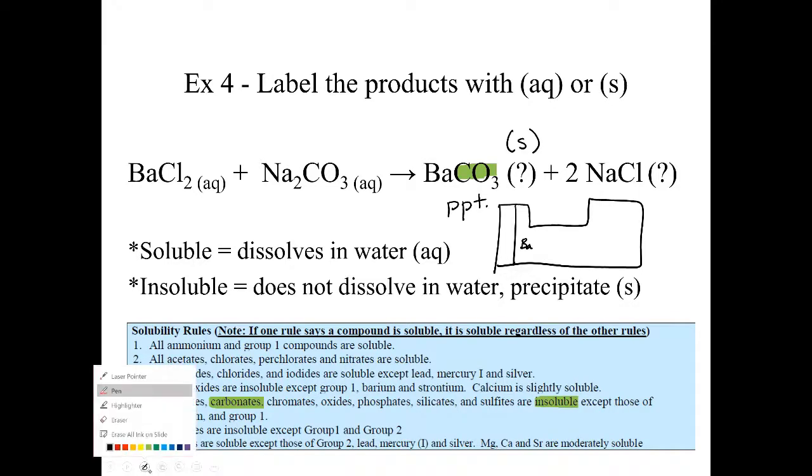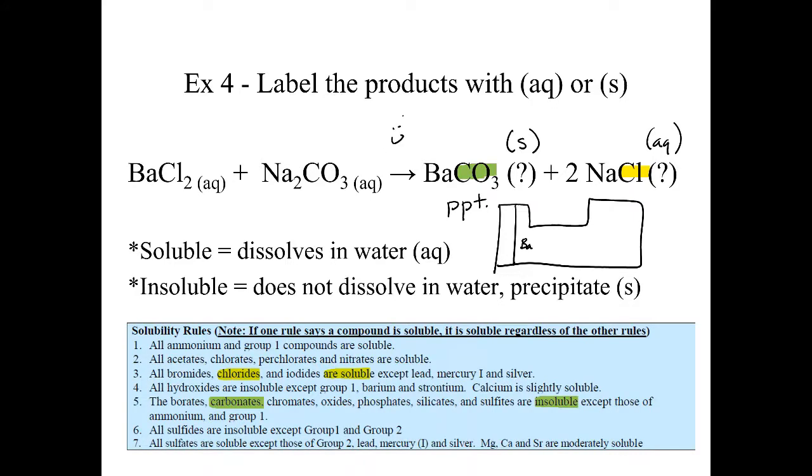Then let's check our next part, our chlorine. We've done that one several times now, which is Rule 3. It says, in general, all chlorides are soluble except lead, mercury 1, and silver. We have sodium, so we're good to go there. It will follow the general rule and stay soluble or aqueous. We did have a precipitate, so we did form something new and had a chemical reaction.